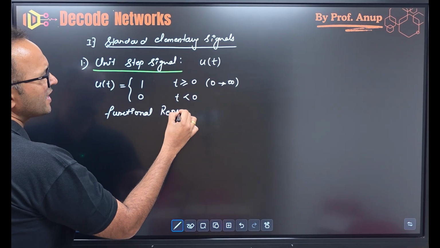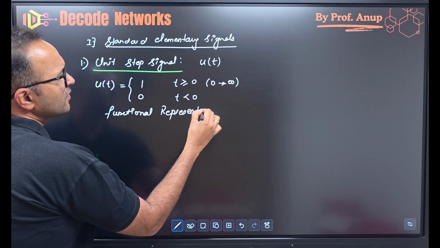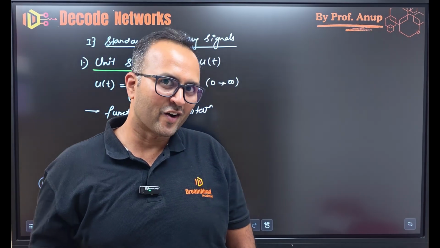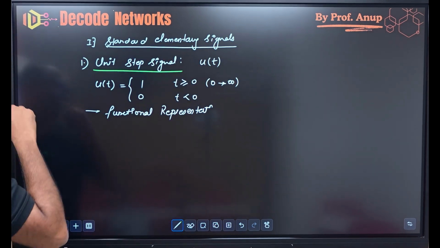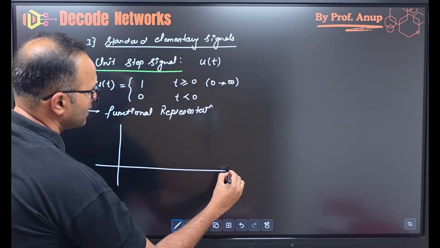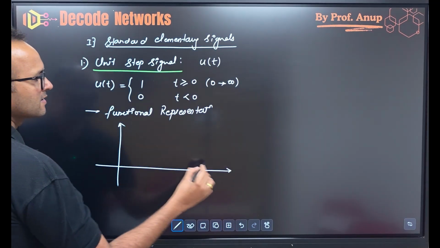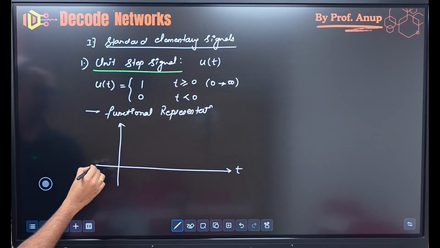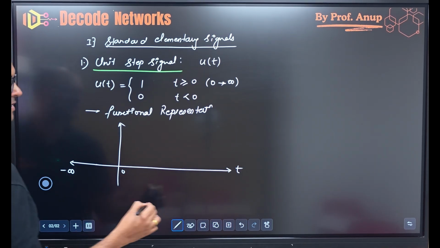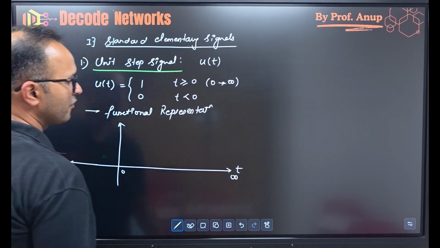You have written an equation, right? That's why it is said to be functional representation. Okay, you're clear with this? Now let's make a graphical representation. When we make a graphical representation, make a y-axis, make x-axis. This is t. Okay, let's say I'm coming here. This is starting at minus infinity. This is 0, and your time ends at infinity.